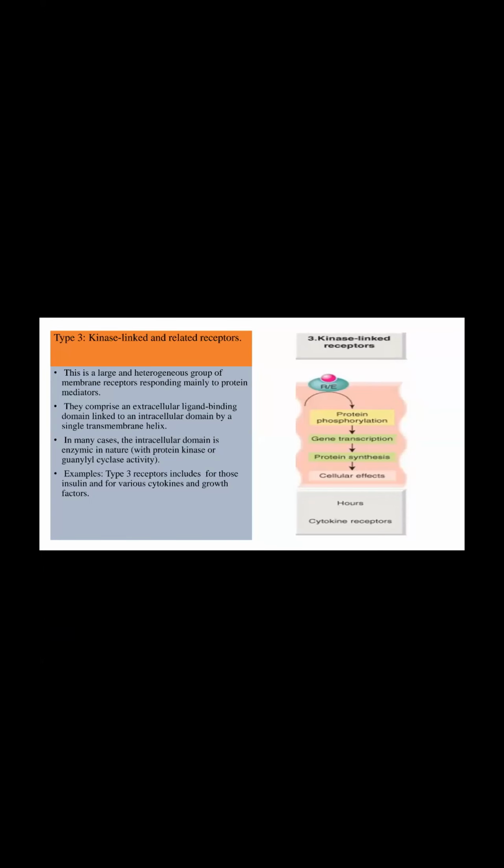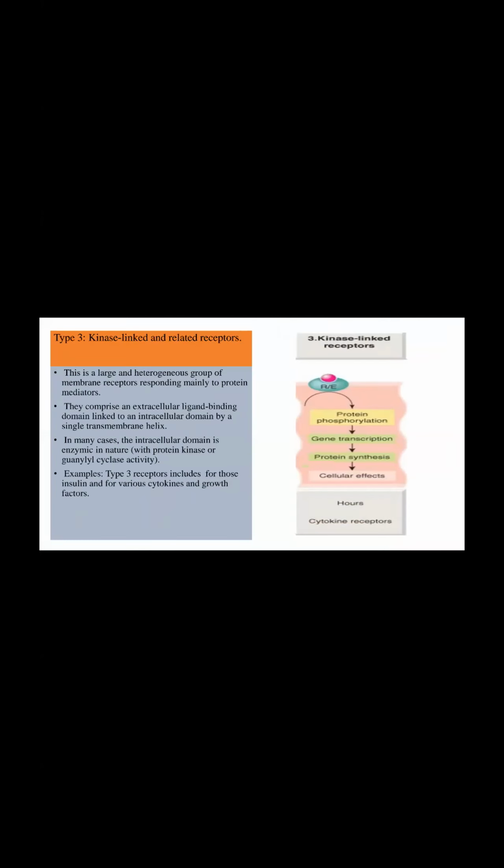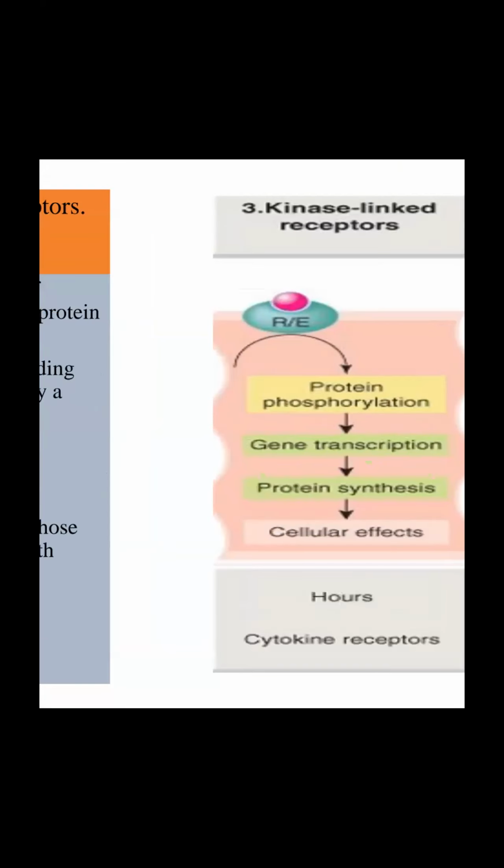Now the third is kinase linked receptors. These are also protein mediated. The drug will come and go directly inside the cell, and first protein phosphorylation will happen, then gene transcription and protein synthesis, and only then will the cellular effect come. So the drug will come in contact with the receptors and then bind with the protein. The processes of protein phosphorylation, gene transcription and protein synthesis will take place, and then we will get the effect of the drug.